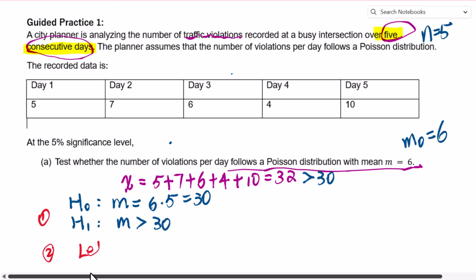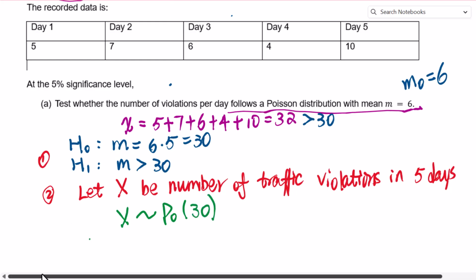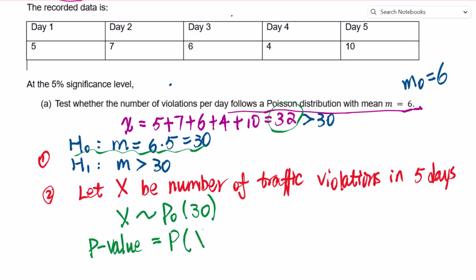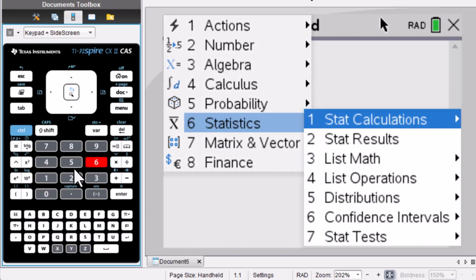Second step, define the variable. Let X be the number of traffic violations in 5 days. Then X follows a Poisson distribution with mean 30. Then the p-value equals the probability of X greater than or equal to 32. Go to 6, go to 5.